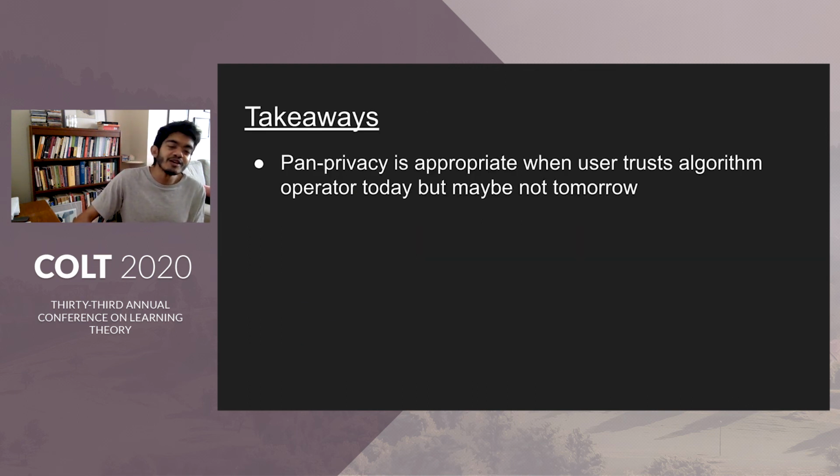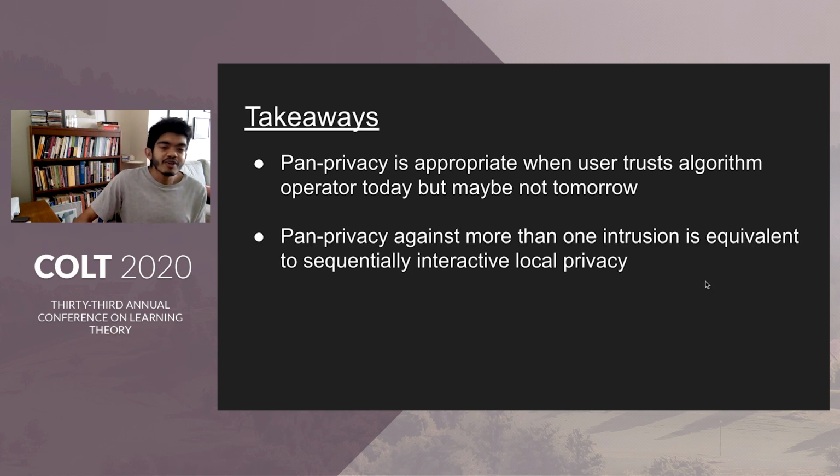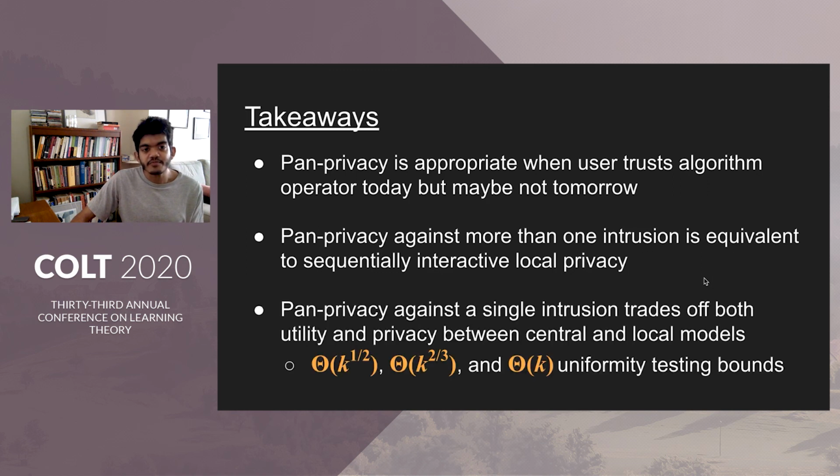So the takeaway is pan privacy is appropriate when the user trusts the algorithm operator today, but perhaps not tomorrow. Pan-privacy against multiple intrusions is equivalent to sequentially interactive local privacy. And pan-privacy against one intrusion trades off both utility and privacy between the central and local models. Central was root k samples, pan is k to the 2/3, and local is k.